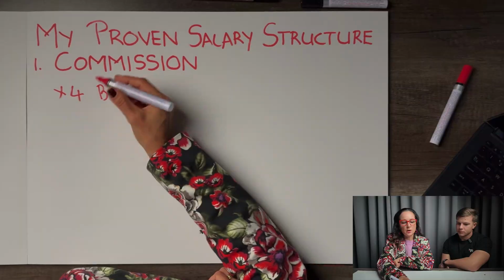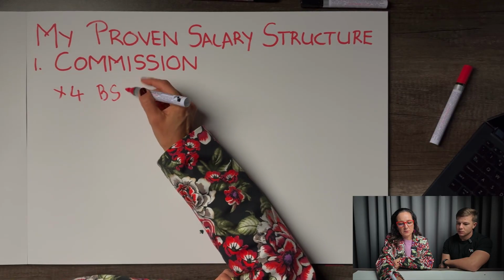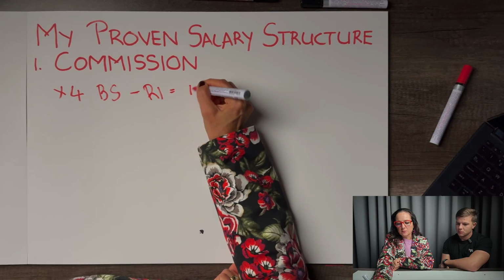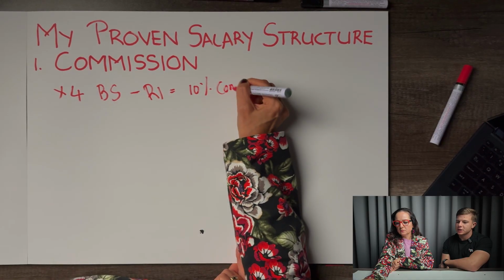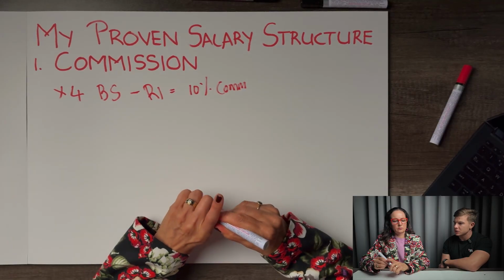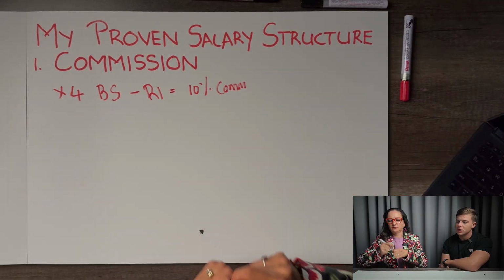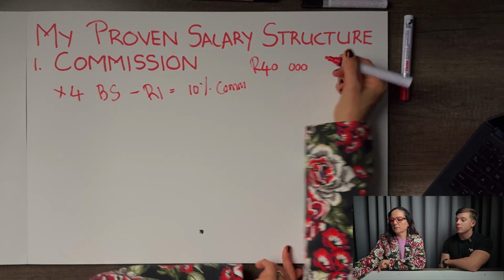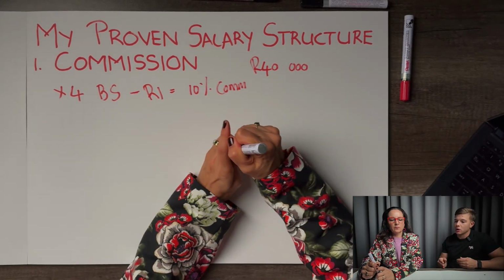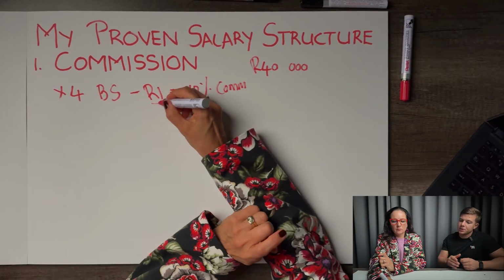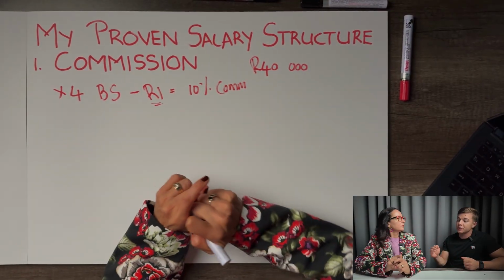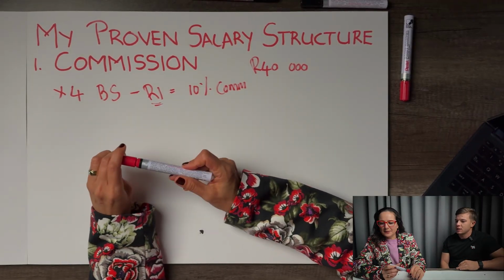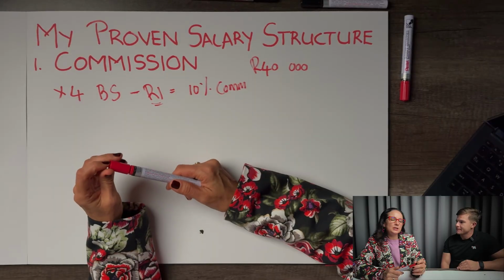So we say that they have to bring in 4 times their basic salary, and then from Rand 1, they will get 10% commission. Let's say in our case, the basic salary is 10,000 Rand. When the therapist brings in 40,000, she gets 10% on the 40,000. So when she reaches 40,000, she gets that 10% commission, which is 4,000 Rand. But if she brings in 39,000 Rand, she gets no commission.